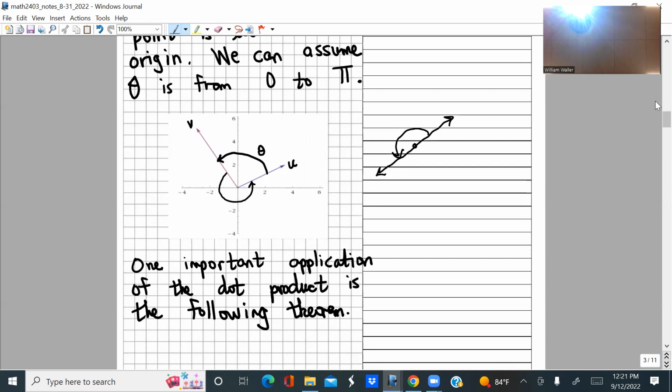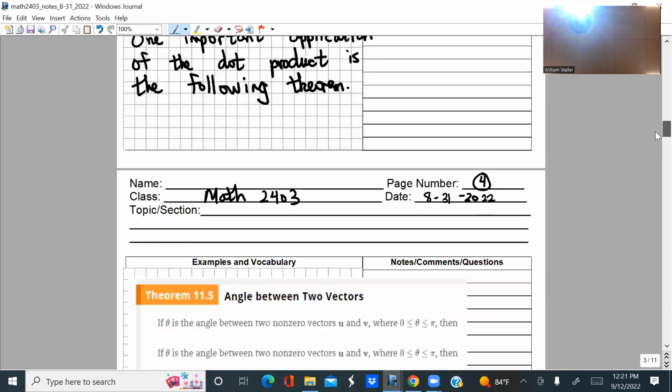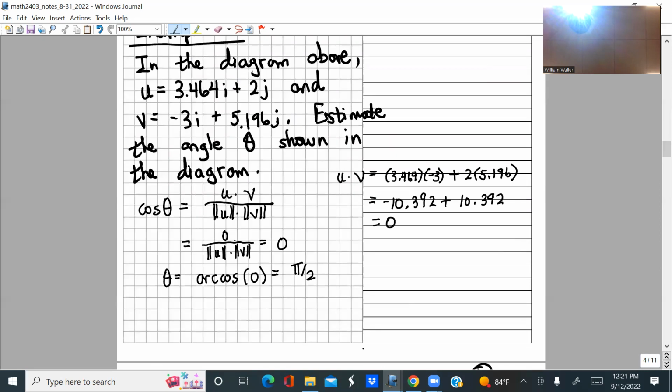How can we test to see if two vectors are orthogonal? If their dot product is 0, right? Because in that case, you're going to end up with this ratio being 0, meaning that the angle between them is 90 degrees, or pi over 2. So that's already helpful. We can test to see if two vectors are perpendicular or orthogonal by just computing their dot product. If their dot product is 0, we know they're perpendicular.